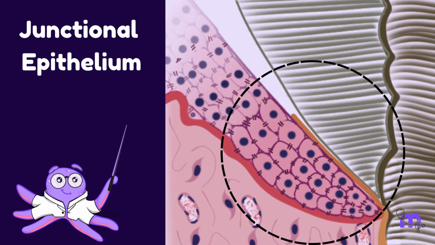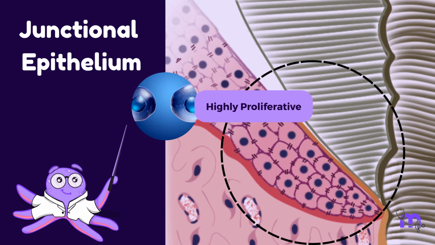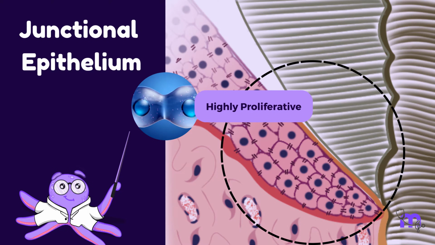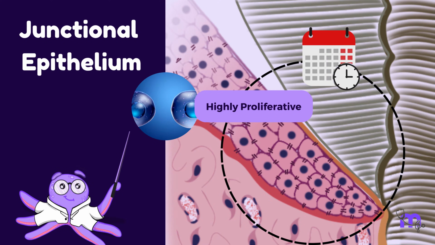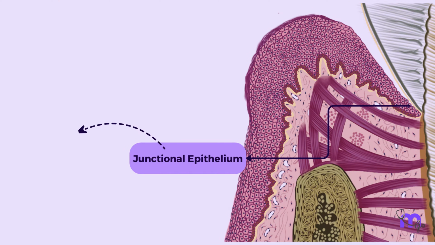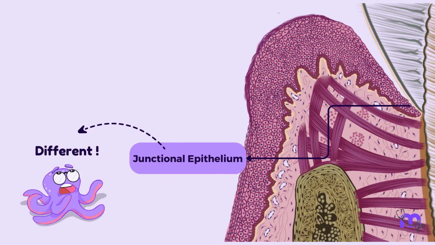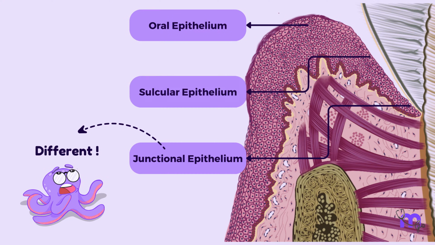Junctional epithelium is one of a kind. Let us learn why that is so. Junctional epithelium has a very high proliferative rate, which means the cells are regenerated almost every week. Junctional epithelium has completely different layers when compared to oral and sulcular epithelium.